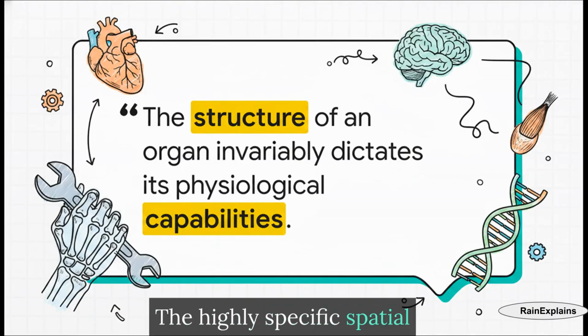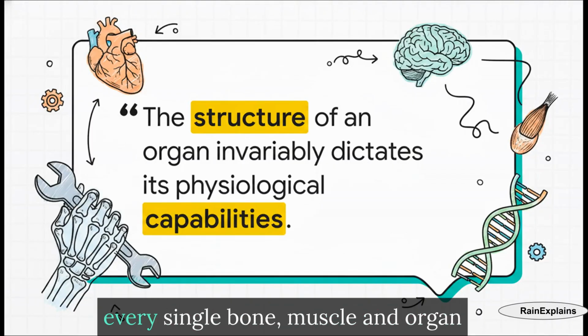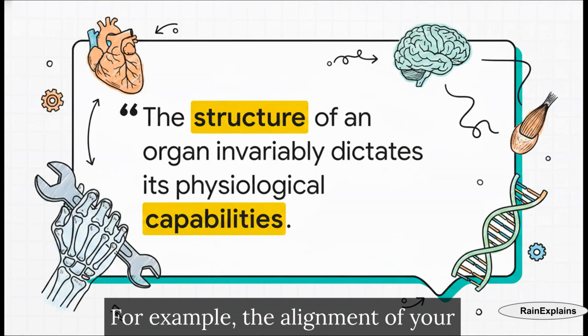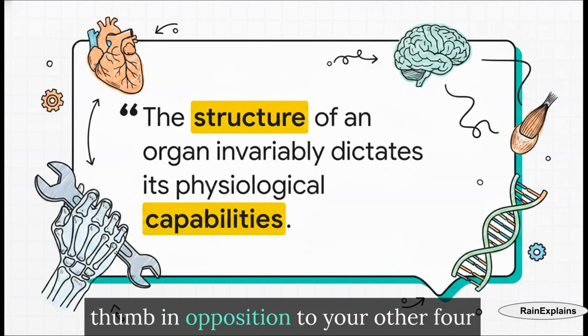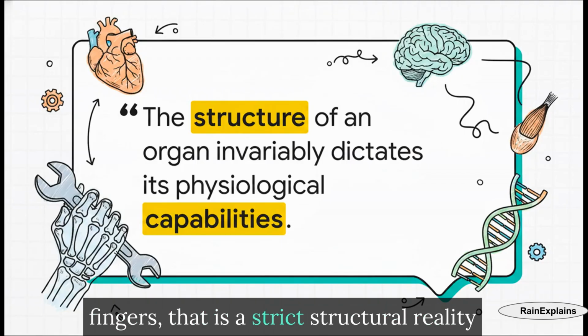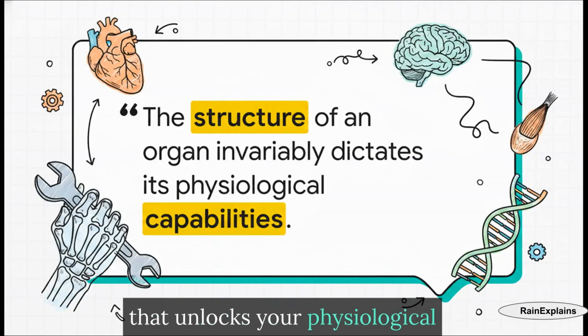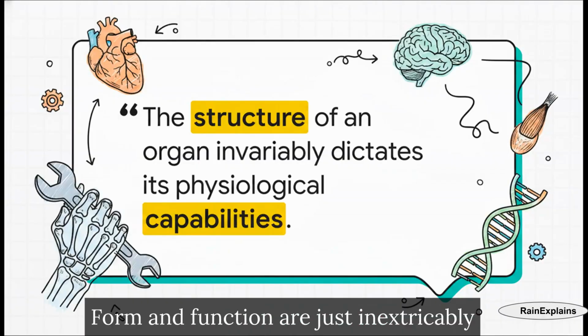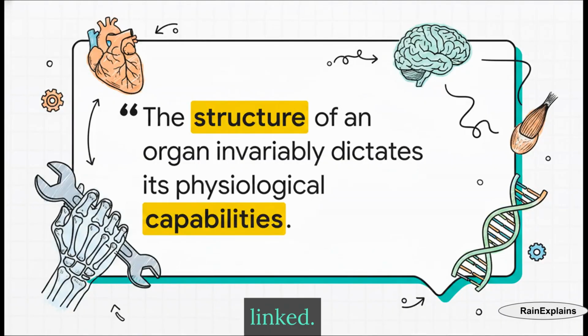The highly specific spatial arrangement and physical form of every single bone, muscle, and organ directly enables it to do its job. For example, the alignment of your thumb in opposition to your other four fingers. That is a strict structural reality that unlocks your physiological capability to pinch, to grasp tools, or to text on your phone. Form and function are just inextricably linked.